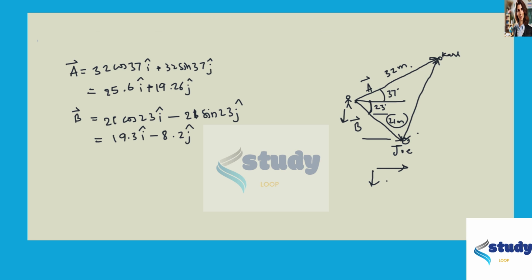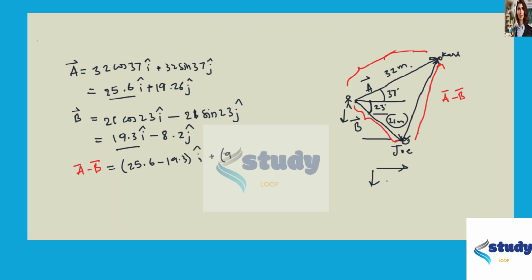Now, we know that if this is vector A and this is vector B, this would be the vector A minus B. Hence, we write down the vector A minus B. By using component-wise subtraction, we can write it as 25.6 minus 19.3 i cap plus 19.26 minus 8.2 j hat, which turns out to be 6.3 i hat plus 27.9 j hat.